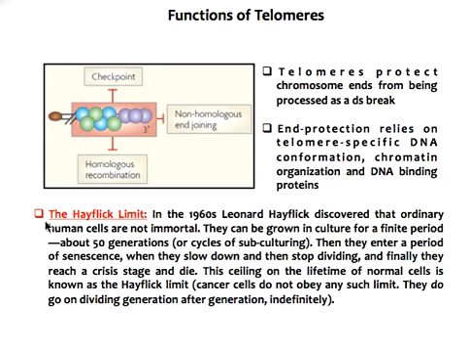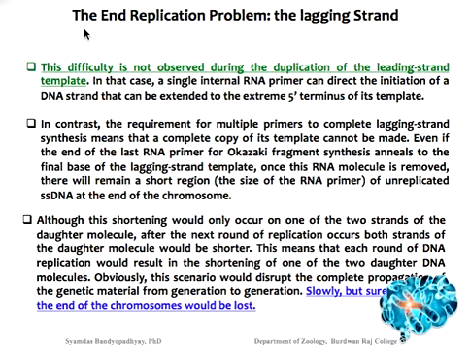Now I'll introduce you to another term called the Hayflick limit. In 1960, the scientist Leonard Hayflick discovered that in culture, human cells can grow only a finite number of times, about 50 generations, which he observed. After that the cells enter senescence and ultimately die. So each cell has its own lifespan. This limit of lifespan is called the Hayflick limit, and this limit is because of telomere shortening. Interestingly, the end replication problem is faced by the lagging strand.